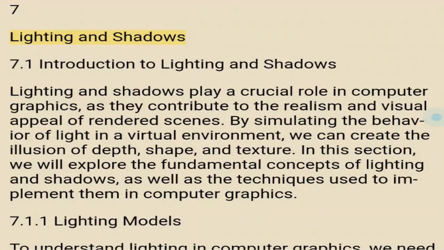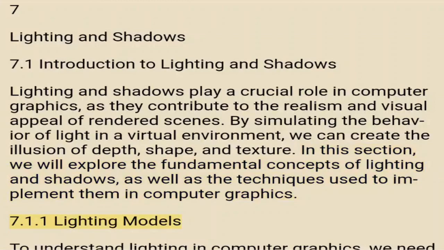7. Lighting and shadows. 7.1 Introduction to lighting and shadows. Lighting and shadows play a crucial role in computer graphics, as they contribute to the realism and visual appeal of rendered scenes. By simulating the behavior of light in a virtual environment, we can create the illusion of depth, shape, and texture. In this section, we will explore the fundamental concepts of lighting and shadows, as well as the techniques used to implement them in computer graphics.